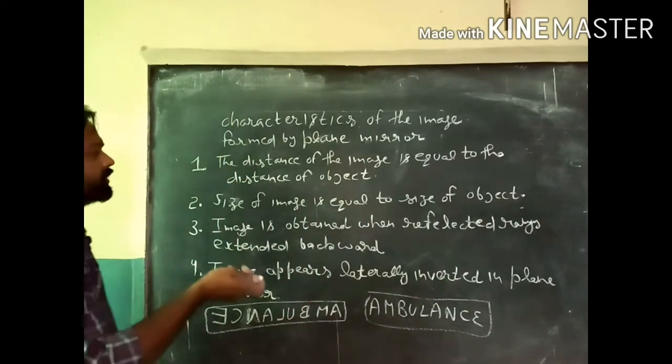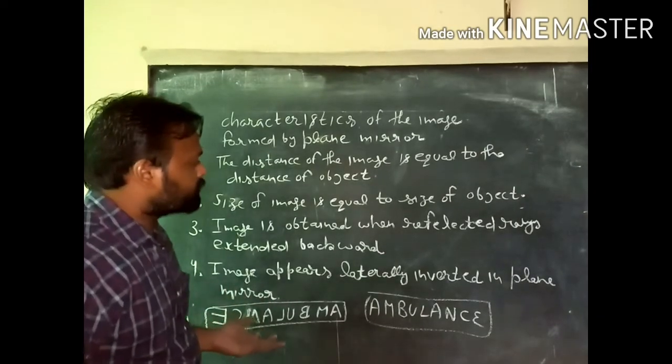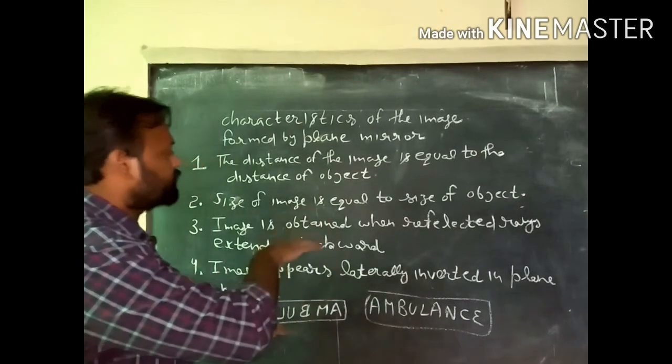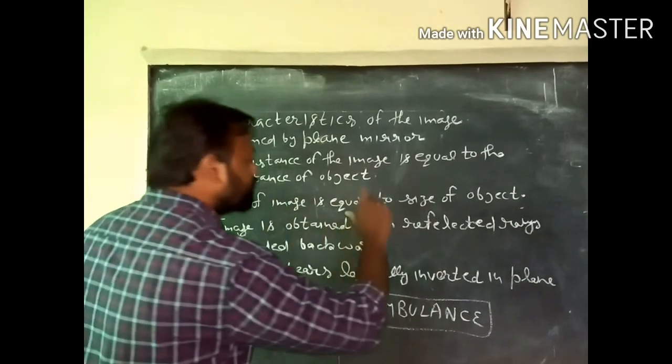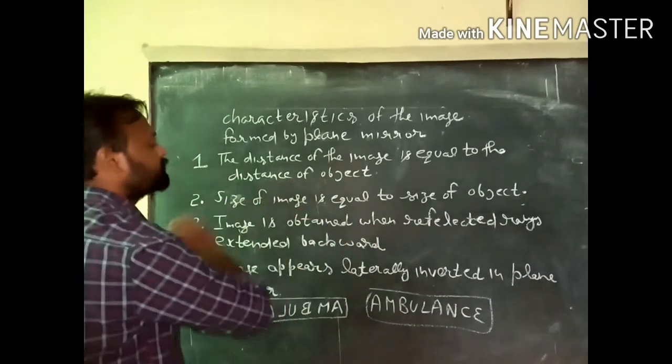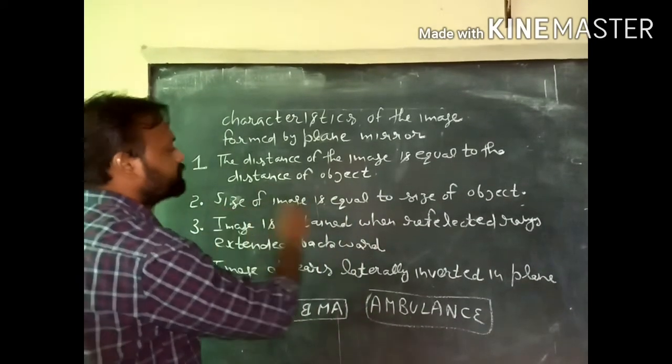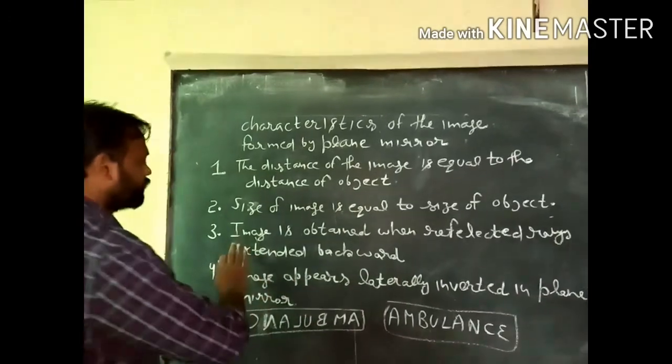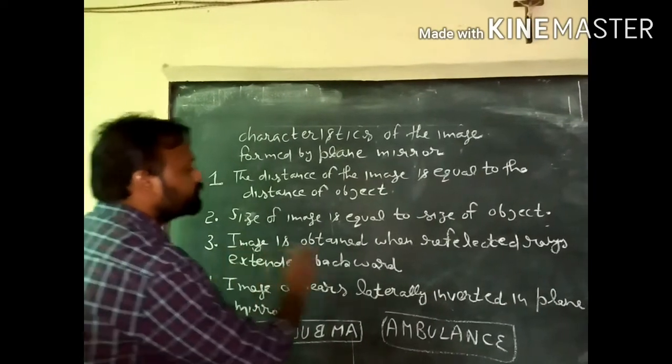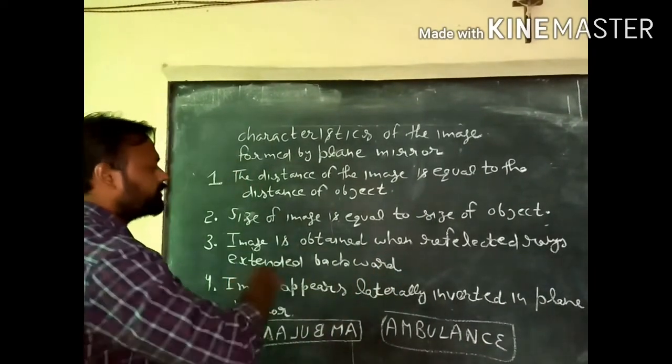It is also very important, and generally we observe this thing also. The size of the image which is formed inside the plane mirror is exactly equal to the size of the object also. So that is why the size of the image is equal to the size of the object. So the third point is, image is obtained when the reflected ray is extended backward.